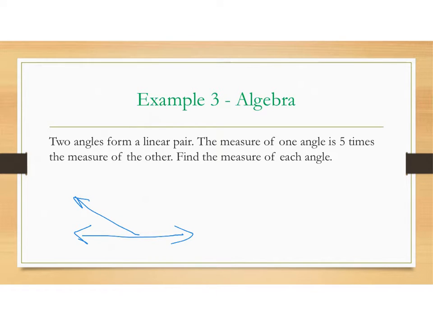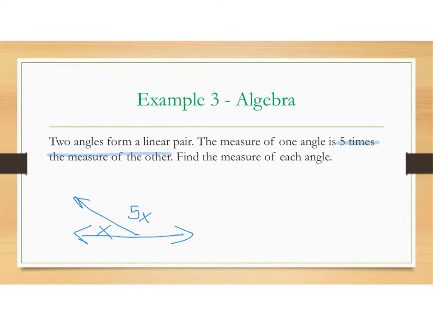And it says the measure of one angle is 5 times the measure of the other. So if this is my first angle, I'll let X be the first. And then the other angle was 5 times the measure of the other. So then this one would be 5X.